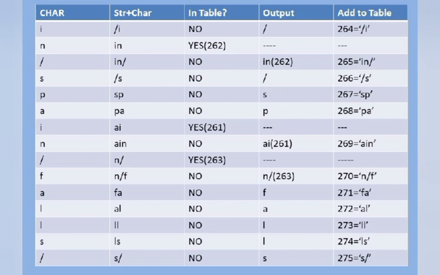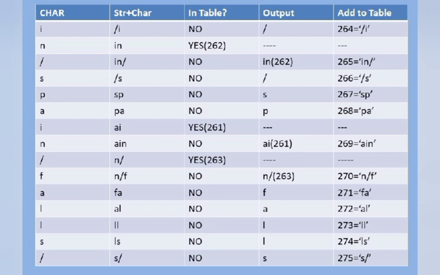Right after that, we will encounter slash. So the last character was n and the present is slash. The new string will become n slash. We will check whether n slash exists in our new formulated table or not. The answer is yes at position 263. Like always, there will be no output and no addition to the table.